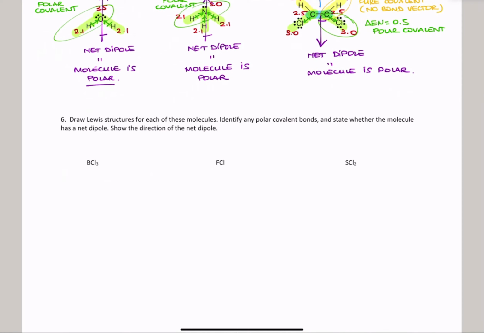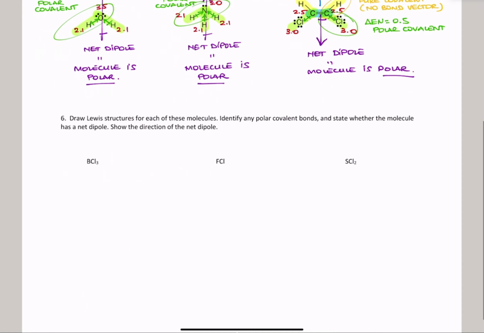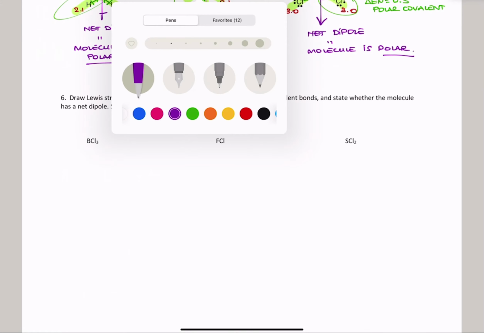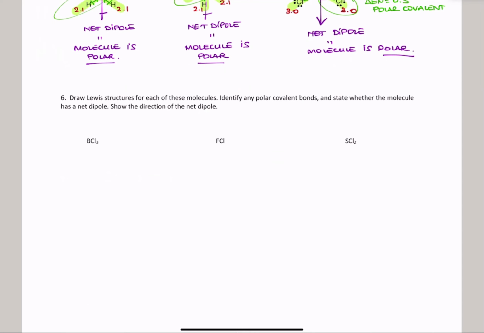So we have here 3 polar molecules. Last problem now, where we have 3 molecules. We have to draw the Lewis structure, identify any polar covalent bond, and state whether the molecule has a net dipole or not, and then show the direction of the net dipole. So, first molecule, BCl3. We're going to draw the Lewis structure.